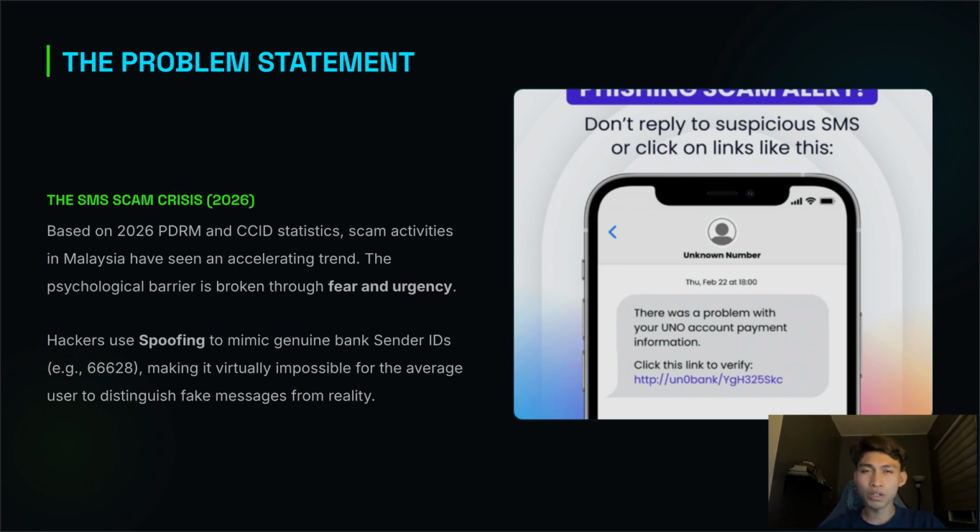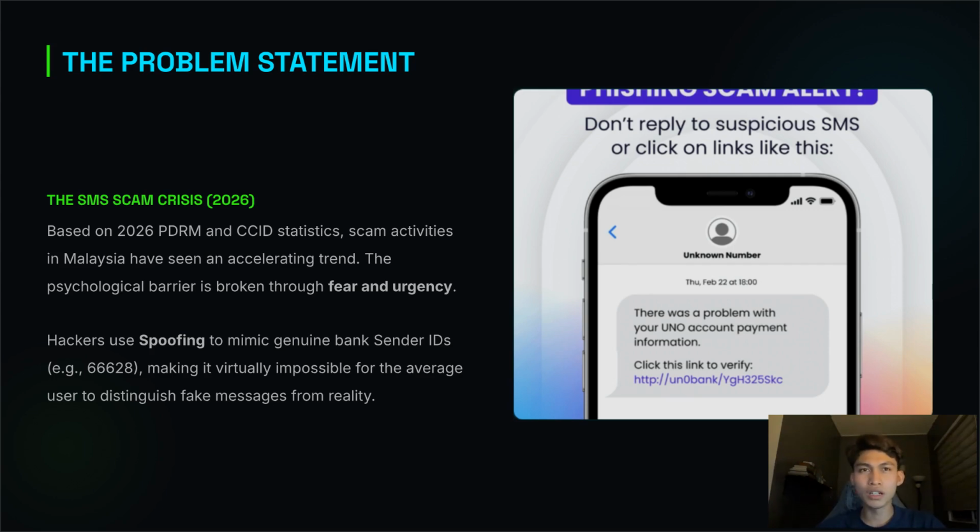Let's begin with part 1 of our analysis, the problem statement. As we move into early 2026, the statistics released by the Royal Malaysian Police PDRM and the Commercial Crime Investigation Department CCID paint an alarming picture. Online financial scams in Malaysia are not just increasing, they are accelerating exponentially.